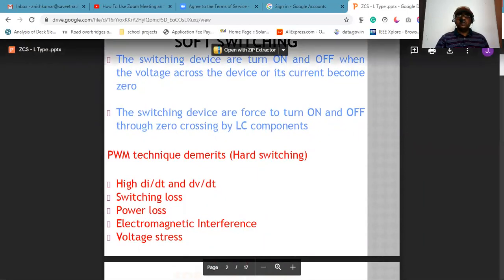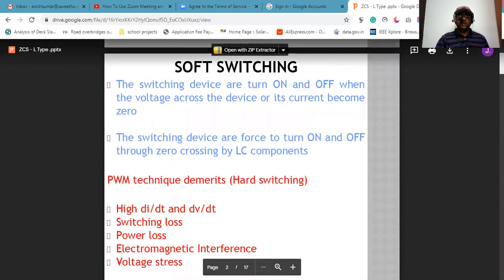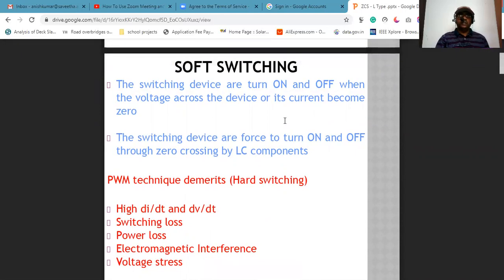Today I am going to explain about zero current switching L type converter. First, there are two types of switching methods. One is called hard switching, another one is soft switching. Today we are going to study about the soft switching method.